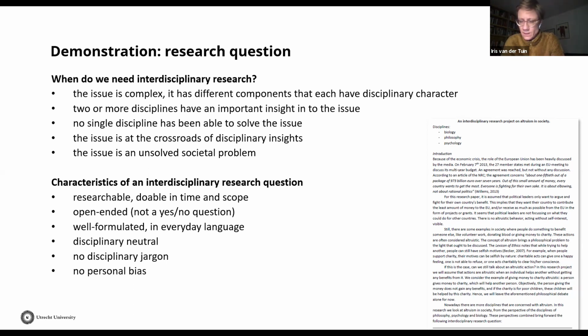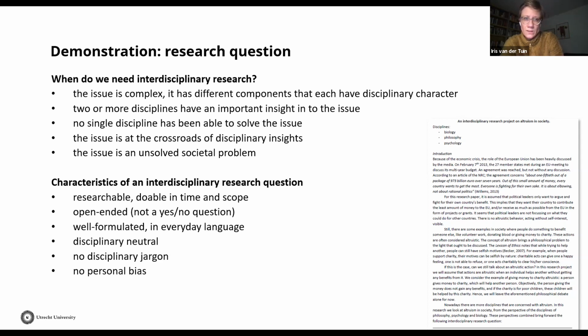So when do we need interdisciplinary research? This is all familiar for you, I think. The issue is complex. It has different components that each have a disciplinary character. Two or more disciplines have an important insight into the issue. No single discipline has been able to solve the issue. The issue is at the crossroads of disciplinary insights, and the issue is an unsolved societal problem. And I hope that you will see that the issue that was picked by the students whose work we translated is complex, etc.